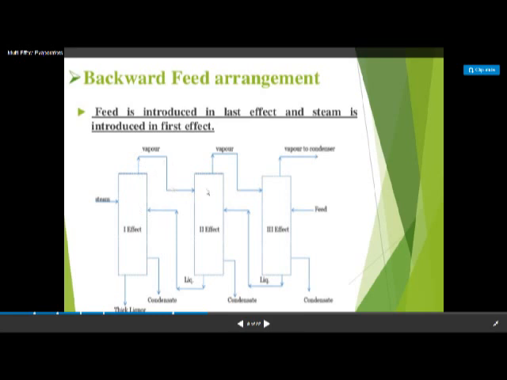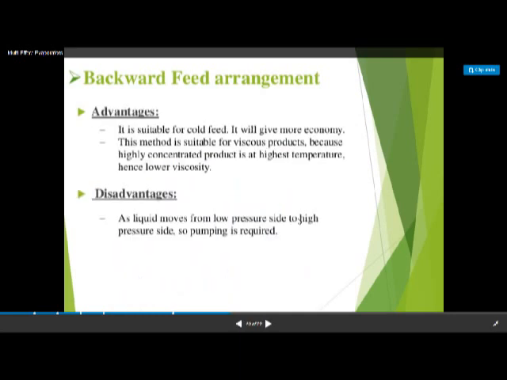And steam as it is, the steam vapor we are collecting from here, it is introduced as the steam inlet for the second one. Again the vapor from the second one is collected from here, and it is introduced as a steam inlet for the third one, right? So only the feed is introduced from the backward direction, right? So this is just opposite to that of the forward feed. Now what will be the advantage of this?